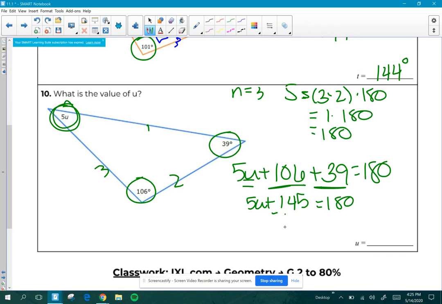And then 2 steps and I'm done. So subtract 145. Then I have 5u equals 35. The u is not by itself. I have to divide both sides by 5. And I get u equals 7.